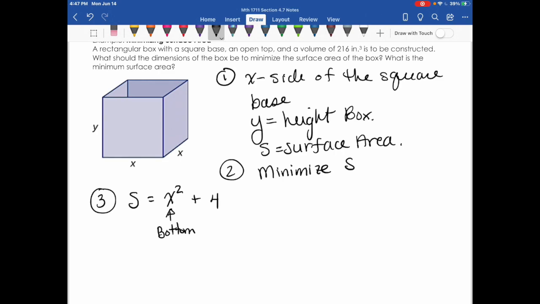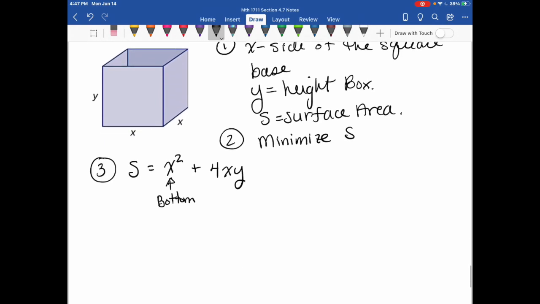Each side has an area of x times y, and there's 4 sides, so we're going to have 4 times xy. Now, if there was a top to the box, then we would have to do 2x squared plus 4xy because we would have a top and a bottom. So that x squared just represents the bottom, and we don't need a top. Okay, step 4, we need to write this in terms of all x or all y.